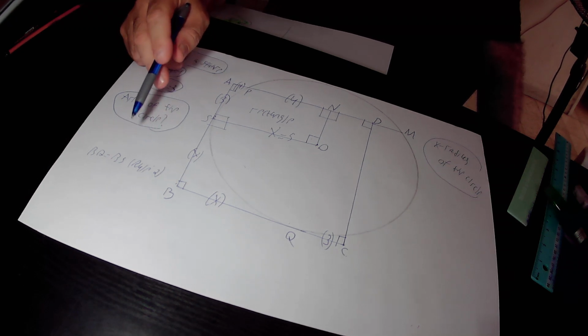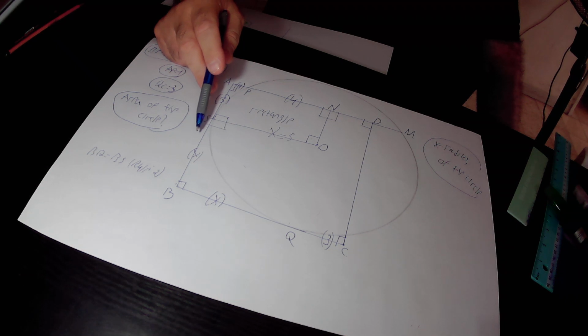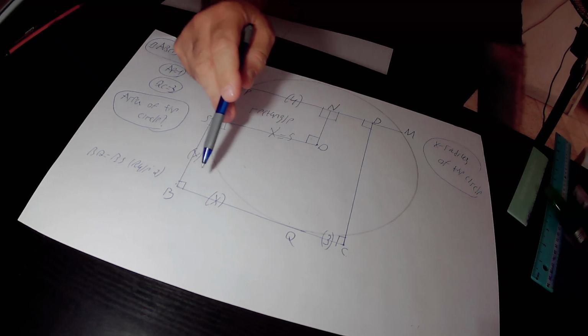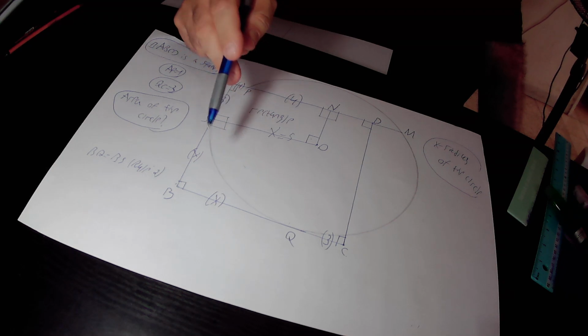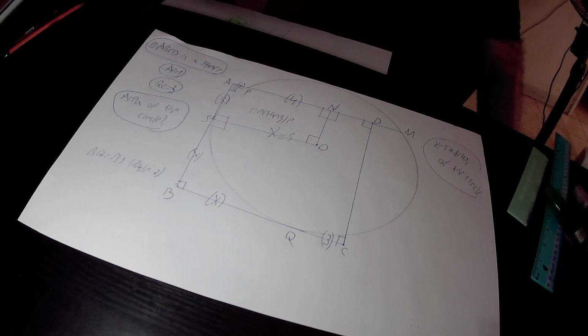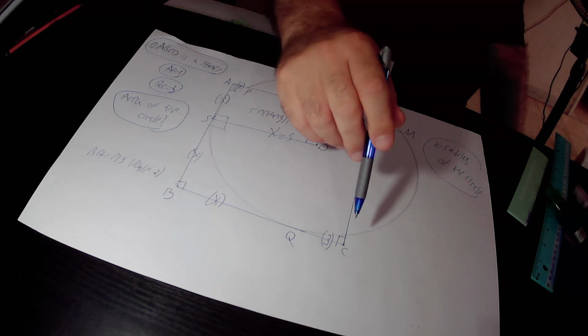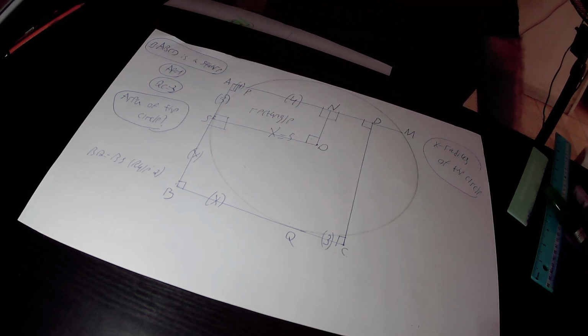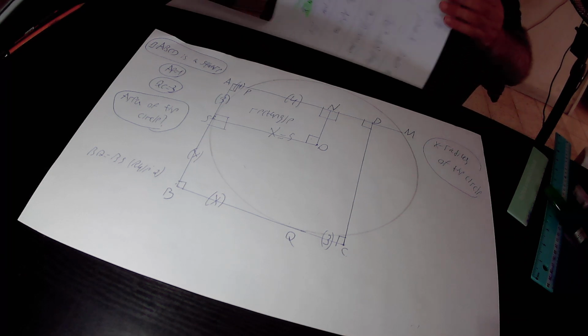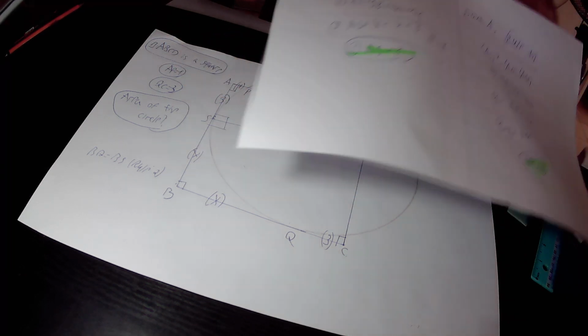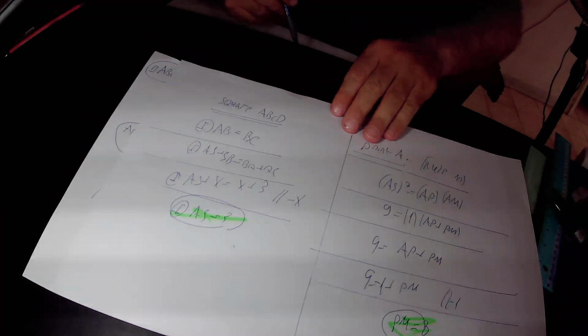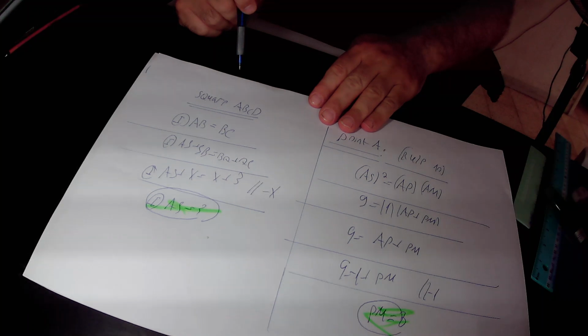So if we define the length of tangent BS as X, then the length of tangent BQ must also equal X because they are equal to each other according to rule 2. In addition, we know that all the sides in any square are equal to each other. That is to say, AB equals BC equals CD equals DA. So in square ABCD, side AB equals side BC.